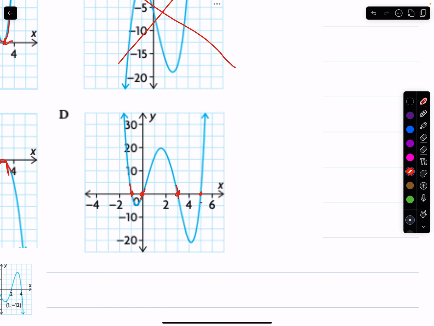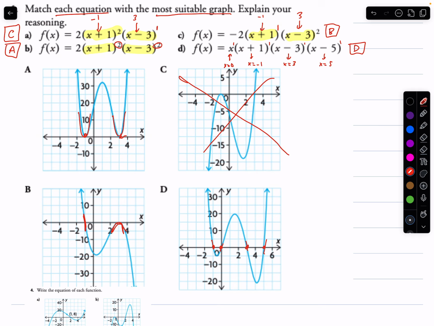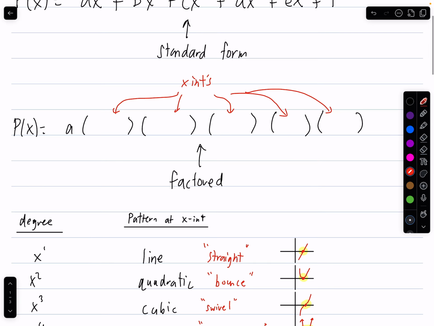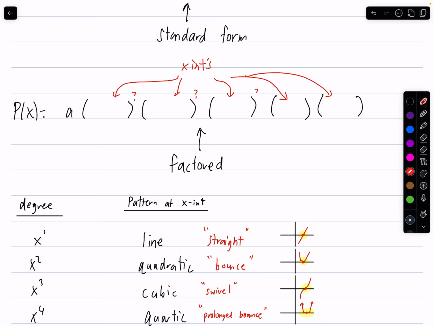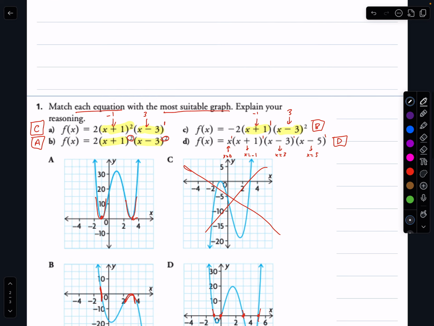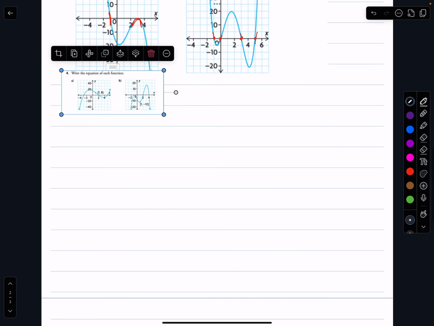Straight, straight, straight, straight. The reason why these questions are important, guys, is you want to understand what the x-intercepts are, and what the degrees are. The degrees of the x-intercepts are what's going to tell us what pattern, and based off the pattern, we'll know how the behavior of the function corresponds to that x-intercept. So is it a straight? Is it a bounce? Is it a swivel? Is it a prolonged bounce? Is it a prolonged swivel? These are the first types of questions you guys are going to get when it comes to understanding how to match. Let's look at another type of question.